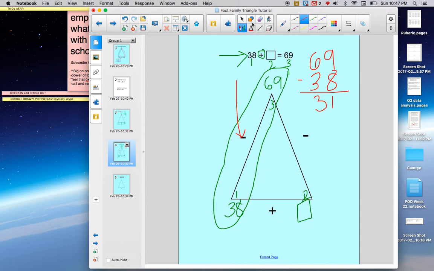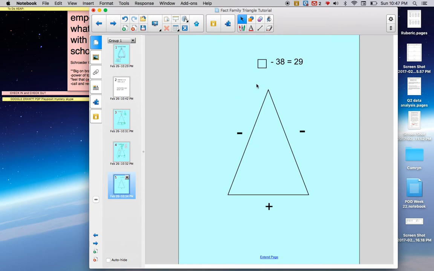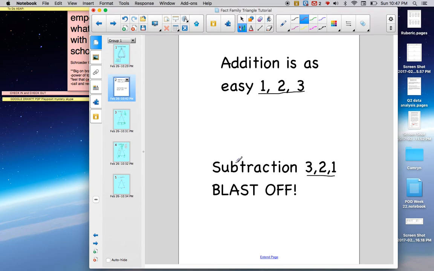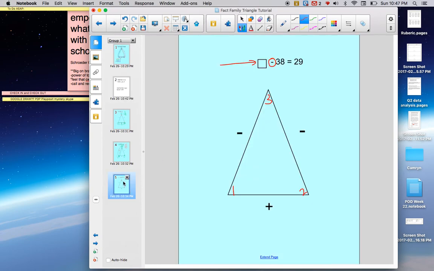Last one I think we have on this page. All right. I first see my fact family triangle. It's not numbered. So I need to number it 3, 2, 1. So now I need to go back and label my equation. I see that the subtraction symbol is there. So I'm going to go back and I'm going to think subtraction, 3, 2, 1, blast off.